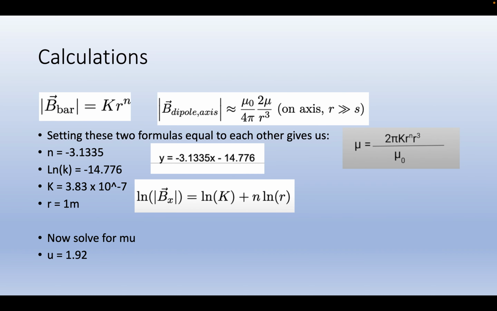So for the calculations, we're going to be using the top two derived equations. We're going to set them equal in order to find what we need to calculate mu. So next we're going to be using our equation from the graph to find our values of n and k. We're assuming here that r is equal to 1 meter. Finally, now that we have all of our values, we can solve for mu, which is 1.92.